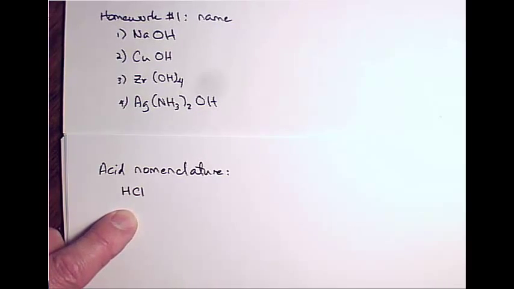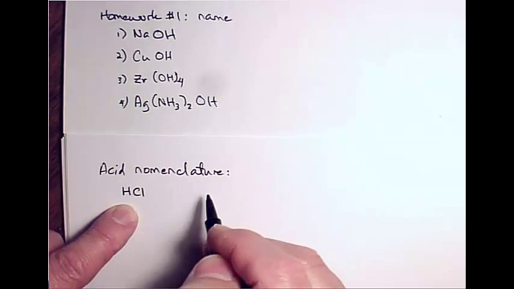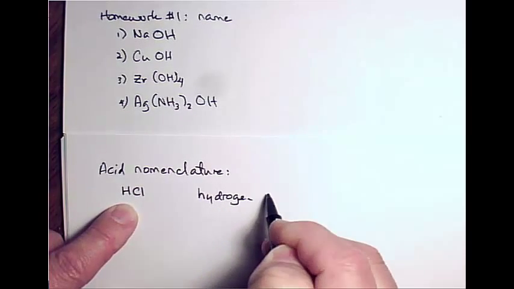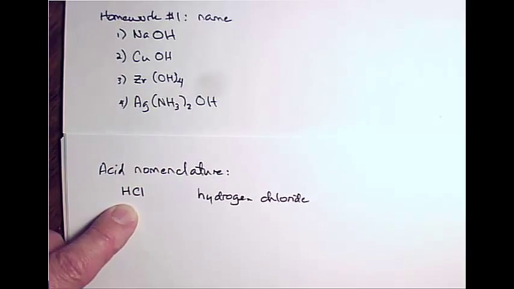But the way that you name these, anytime you have a non-organic acid, every time, you always name it first like an ionic compound and then change the name. Always name it like an ionic compound first and then change the name. If I'm naming this like an ionic compound, what would I call it? Hydrogen chloride. Okay? I'm going to name it like an ionic compound.